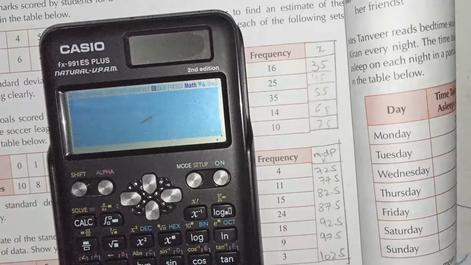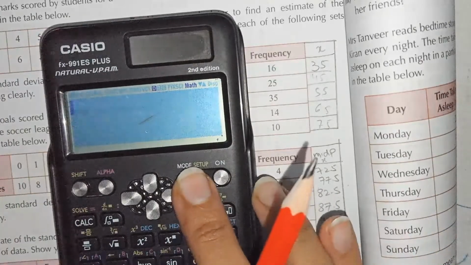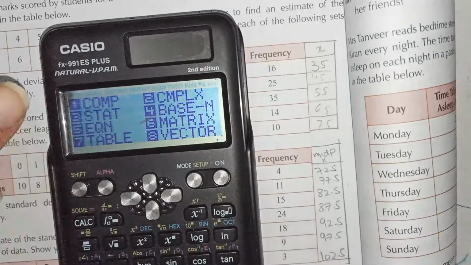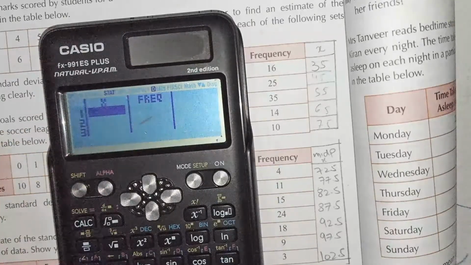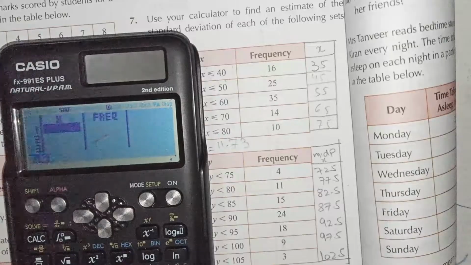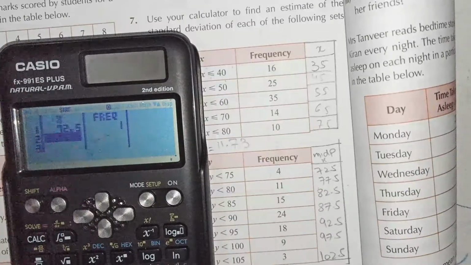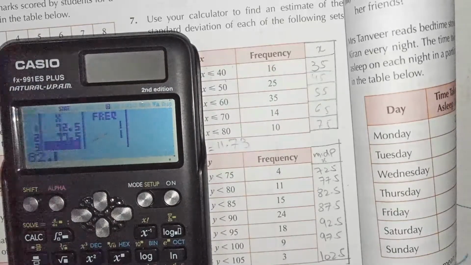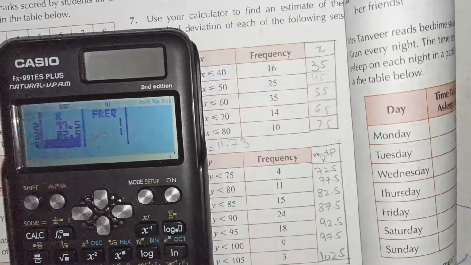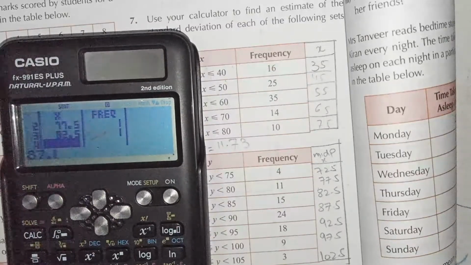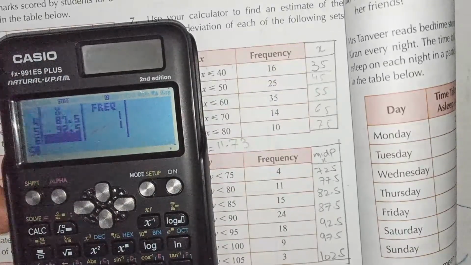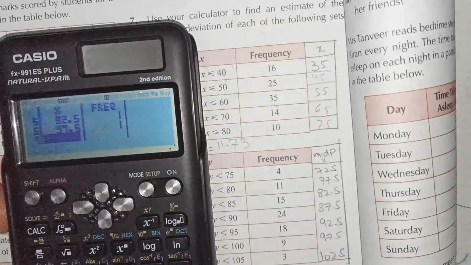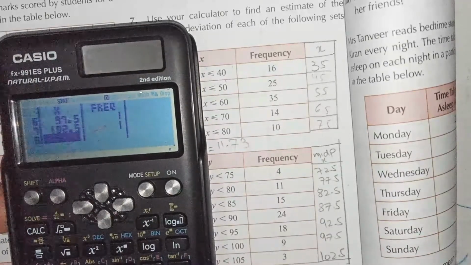Frequency is on. Now the first step is mode. When the mode comes, there is a stat option. We press it, press 1. Now enter the data. The midpoints are 72.5 is equal to 77.5 is equal to 82.5 is equal to 87.5 is equal to 92.5 is equal to 97.5 is equal to 102.5 is equal to.